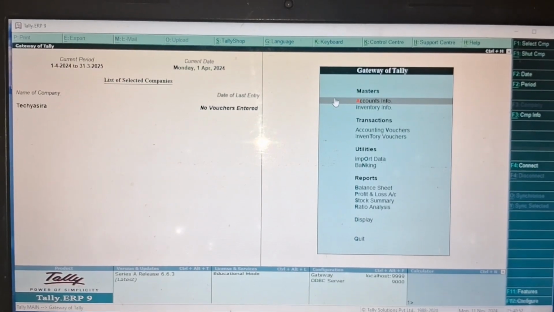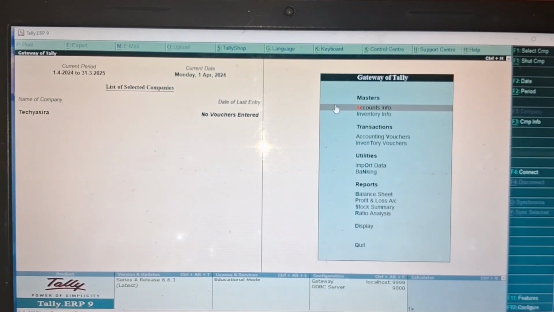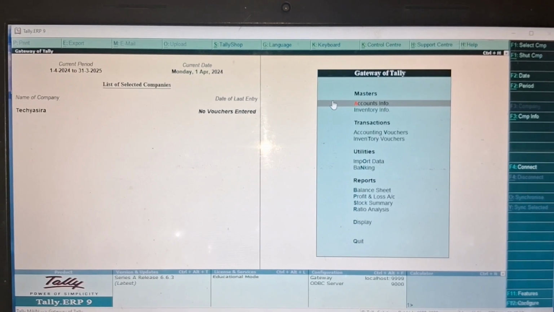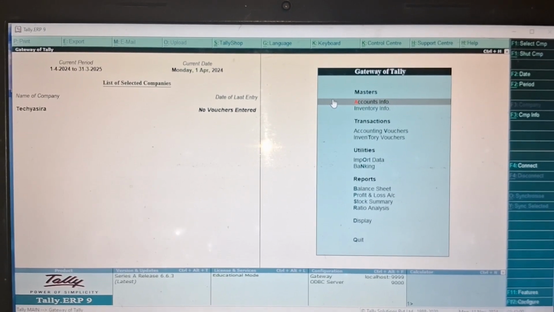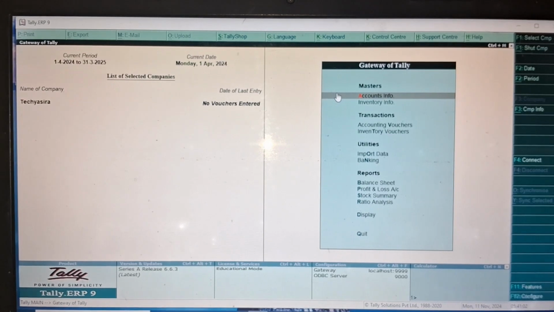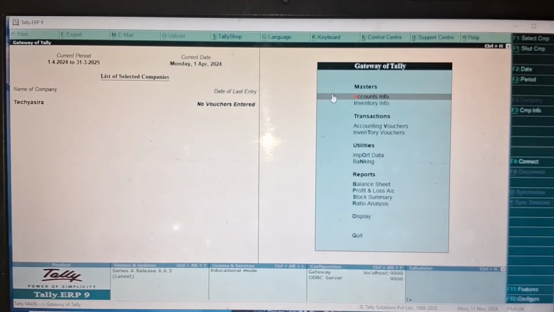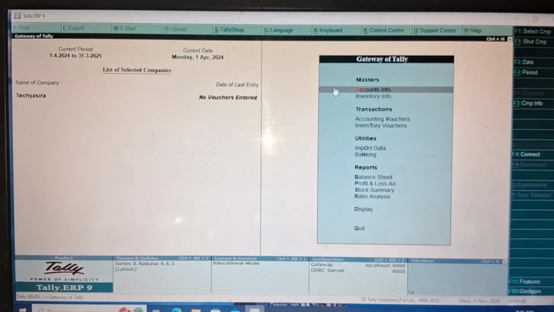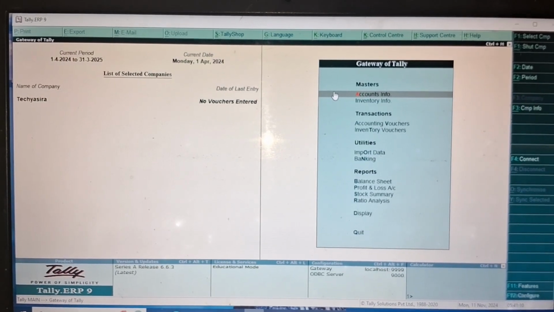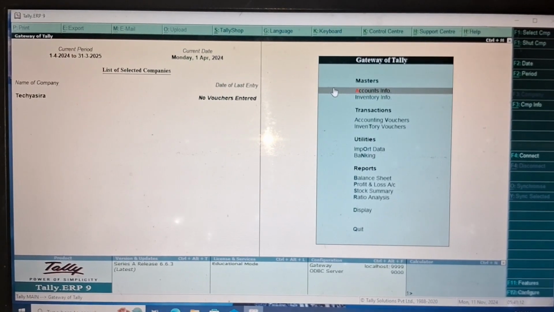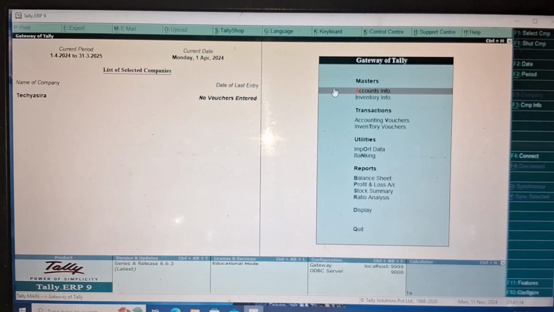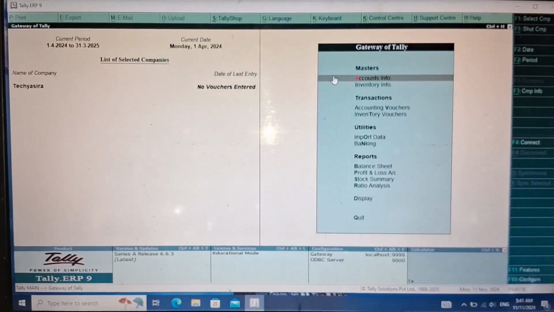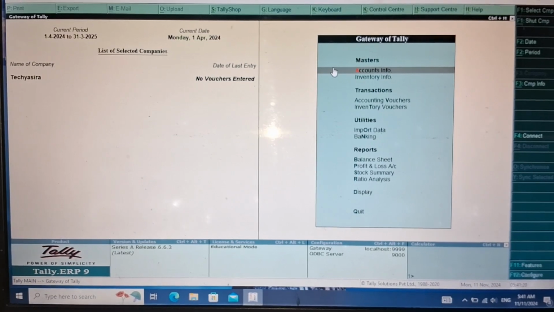Next is Inventory Info. What is Inventory Info? Inventory or stock refers to the goods and materials that a business holds for the ultimate goal of resale, production or utilization. Inventory management is also a discipline primarily concerned with specifying the shape and placement of stocked goods. So you understood what I mean to say, right? This is Inventory Info.